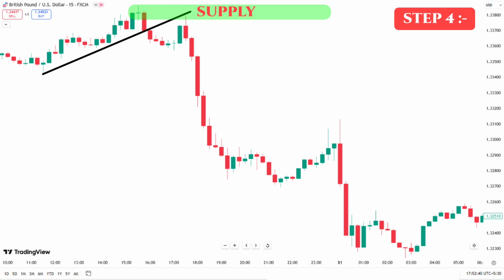Step 4. Wait for price action confirmation. Look for a break of structure, a change of character, or clear rejection candles before entering. When you combine support and resistance with other tools, you move from guessing to stacking probabilities in your favor.